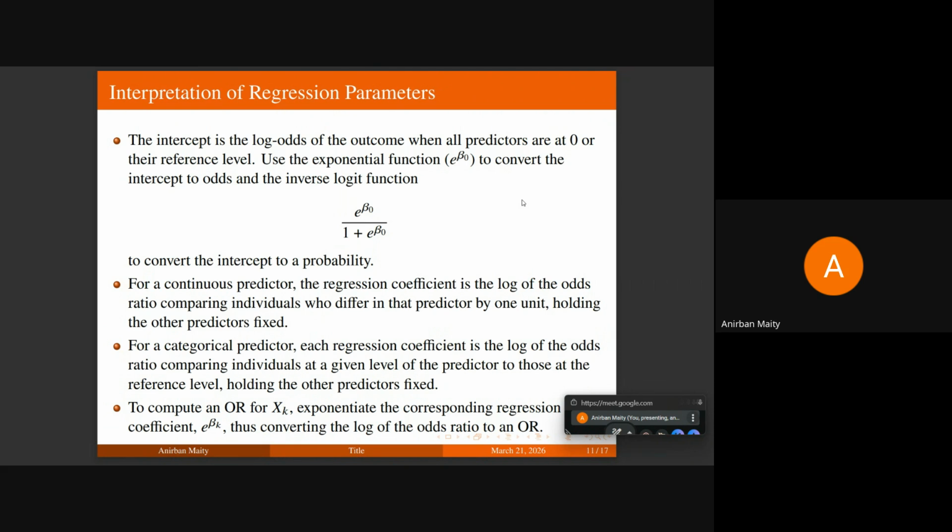For a categorical predictor, each regression coefficient is the log of the odds ratio comparing individuals at a given level of the predictor to those at the reference level, holding the other predictors fixed. To compute the odds ratio for xk, exponentiate the corresponding regression coefficient, e to the power beta k. Thus, if you want to find the odds ratio, you just have to exponentiate the estimated value of the parameter.